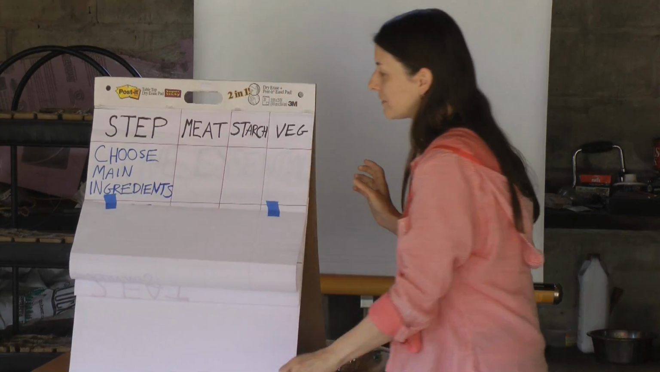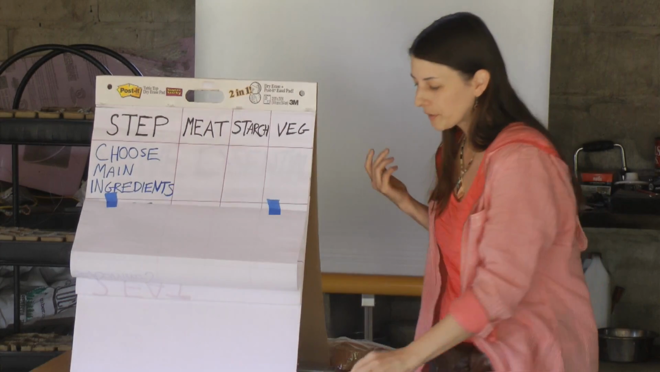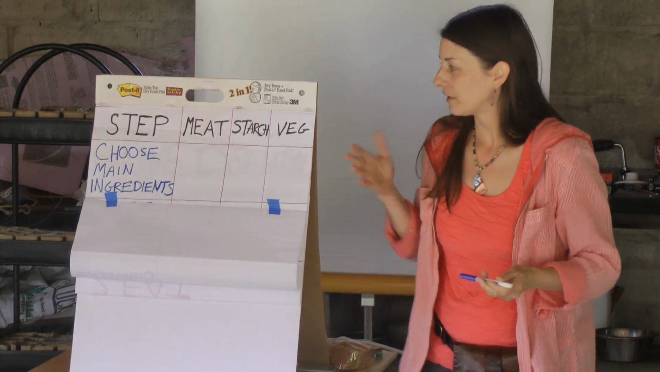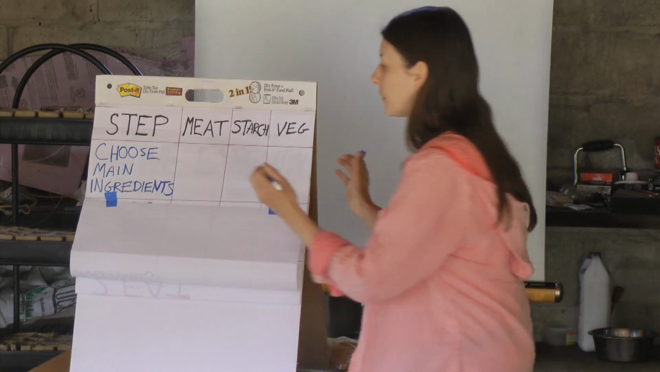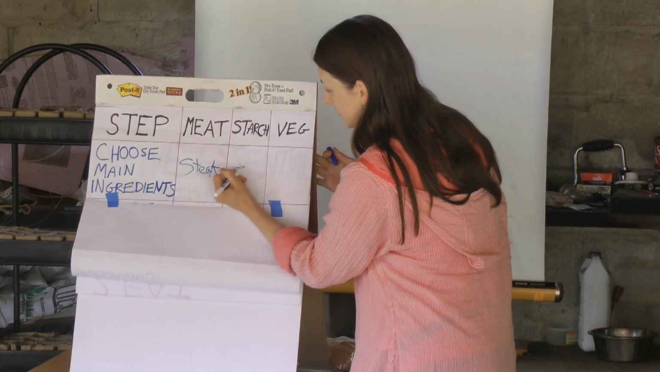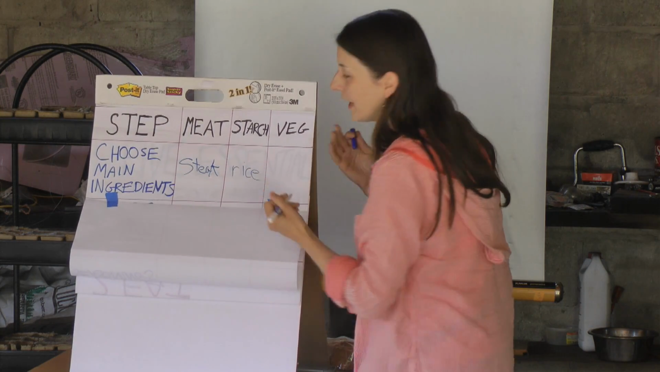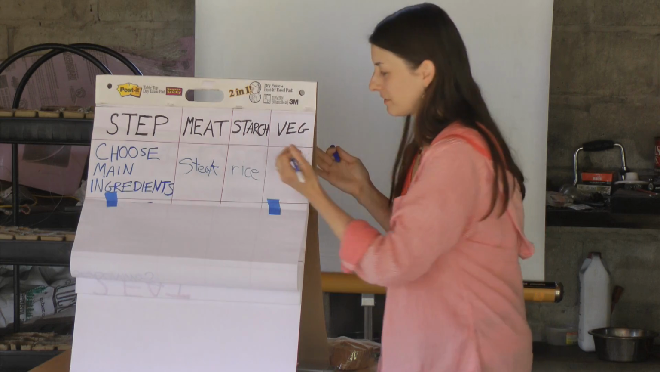If we go down one level of detail, let's choose the main ingredients. For example, one main ingredient for the meat could be steak. When we're going down, we're just going down one level of detail. And then for a vegetable, we can use green beans, my mom's favorite.